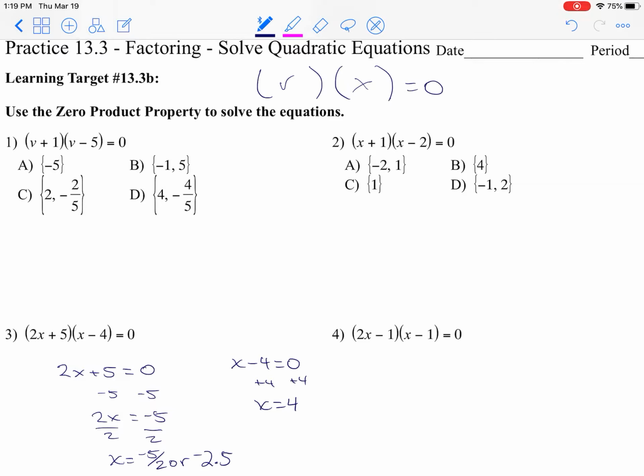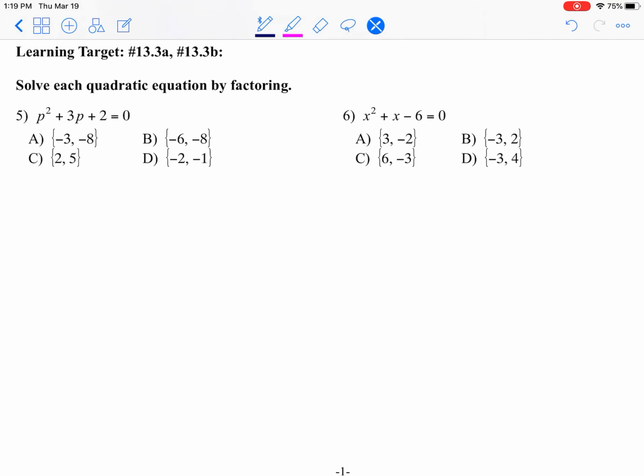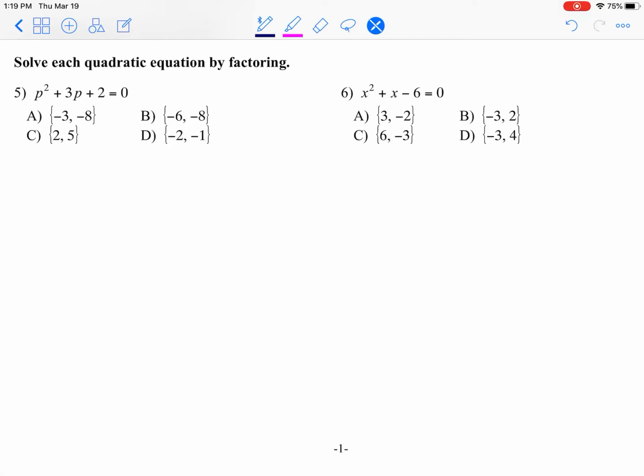Now that was pretty simple because they had already factored some trinomial and got it into those two factors. On the other half of the paper, you'll see what I'm talking about. If we solve each quadratic equation by factoring, first we've got to get those two factors that we had in the first four problems. So if we do number 5, the most simple way to do that is to factor using the box that we did in the previous unit.